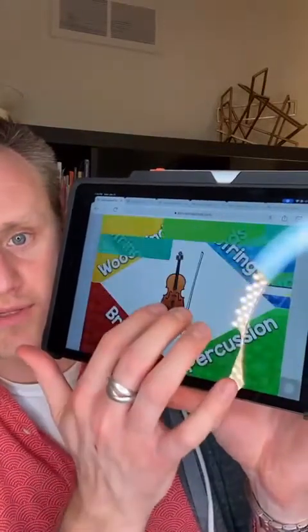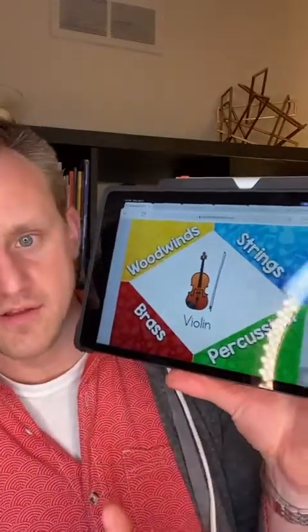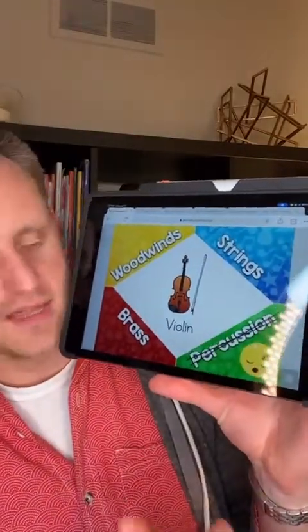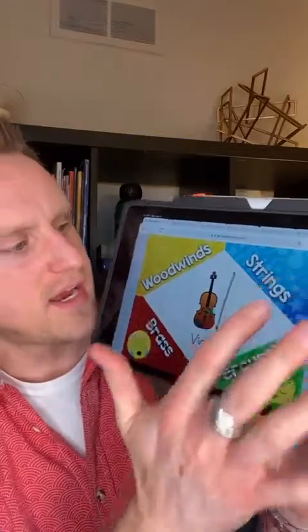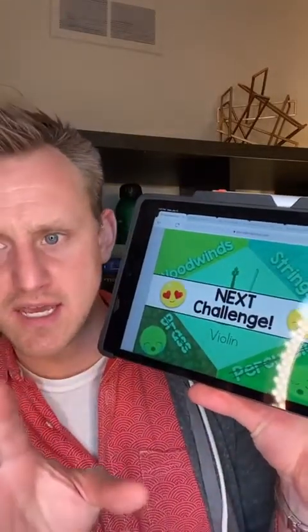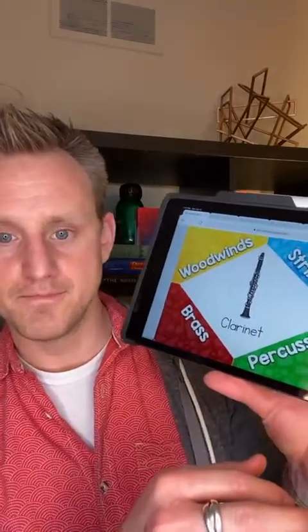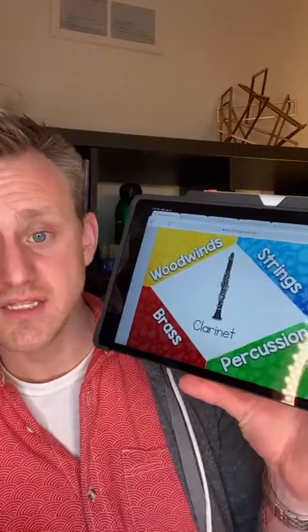Let me show you what happens, though, if they don't get it right. So if they don't get it right, they sort of can't fail. So like if they hit percussion instead, they get like an oops, right? But then if they get the right answer, then they can move on. So this is great because it gives them a challenge and it lets them try out their knowledge. And this is a fun interactive game.